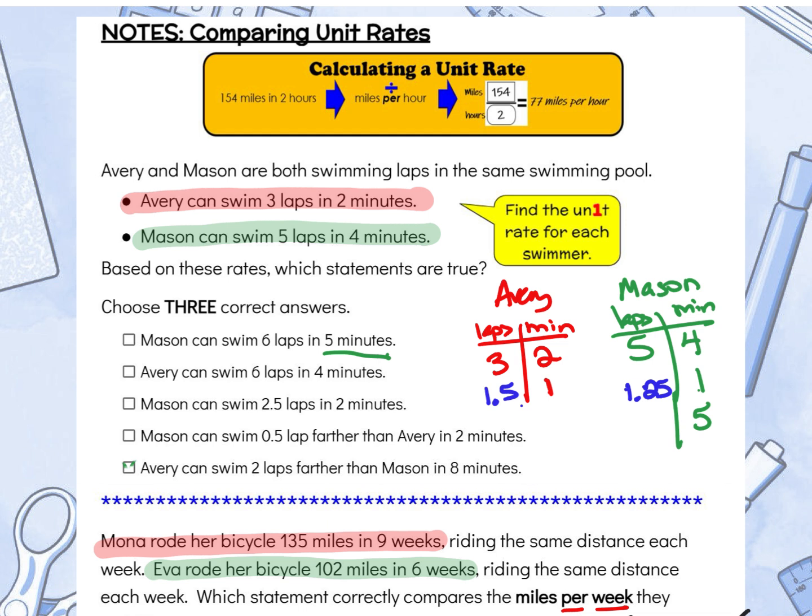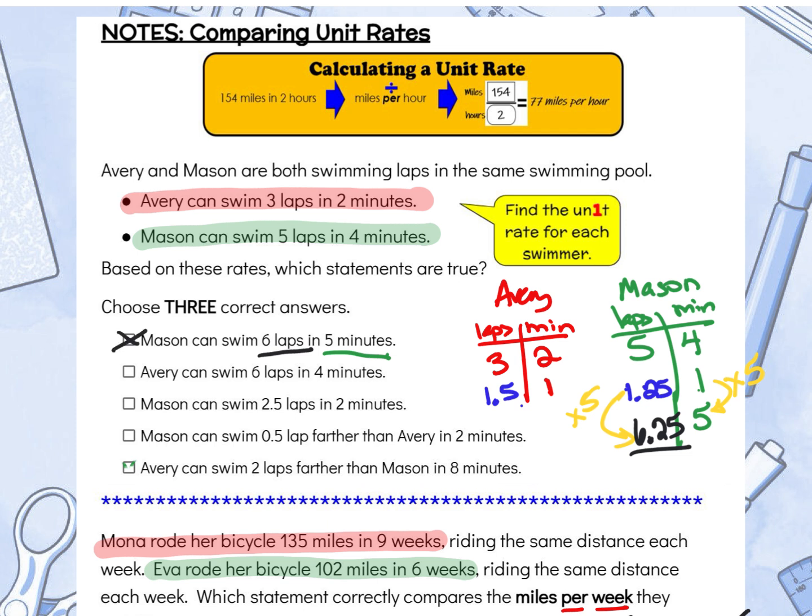Okay, so to get from 1 to 5, we would times it by 5. So we need to do 1.25 times 5. And that gives us 6.25. So let's go back and read the statement again. This says that Mason can swim 6 laps in 5 minutes. This is not 6 laps, it's 6.25 laps. So that is a no.